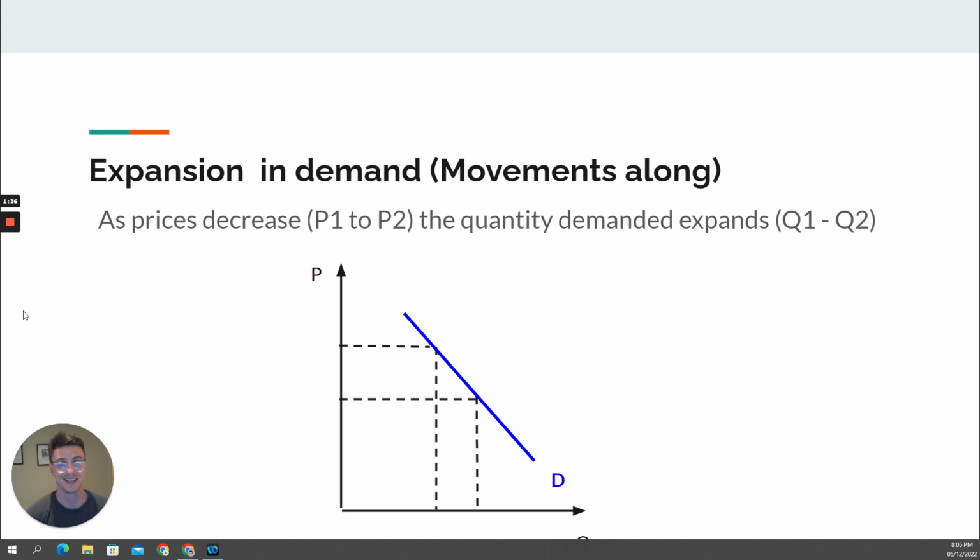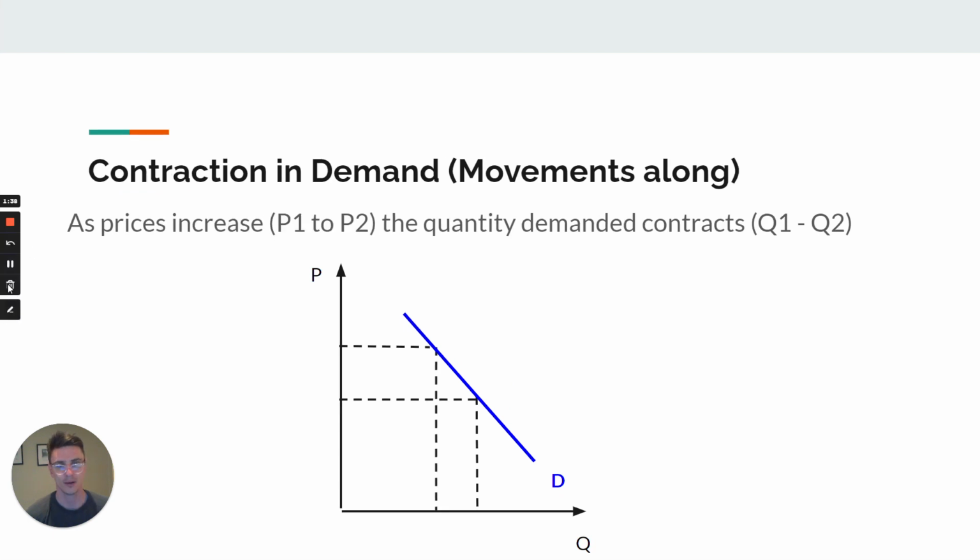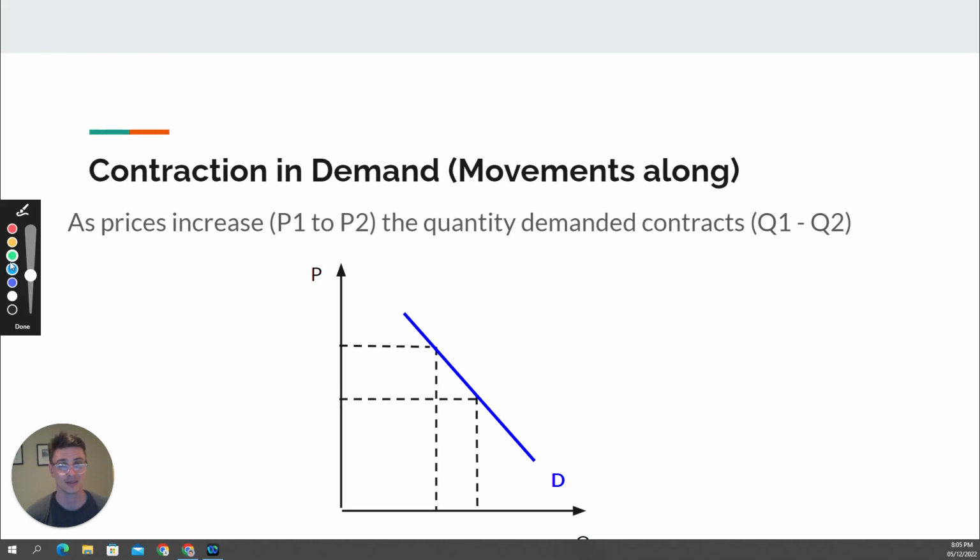Which brings me to the next one, which is the opposite, when price increases. If there's an increase in price on the y-axis, from P1 to P2, we know that if prices go up, we want less of a particular item, so we go from Q1 to Q2, sorry about my writing. And what that does along the curve is cause a contraction. The movement along the curve to the left is a contraction, and anytime you move along the curve to the left, we're always going to call that a contraction.